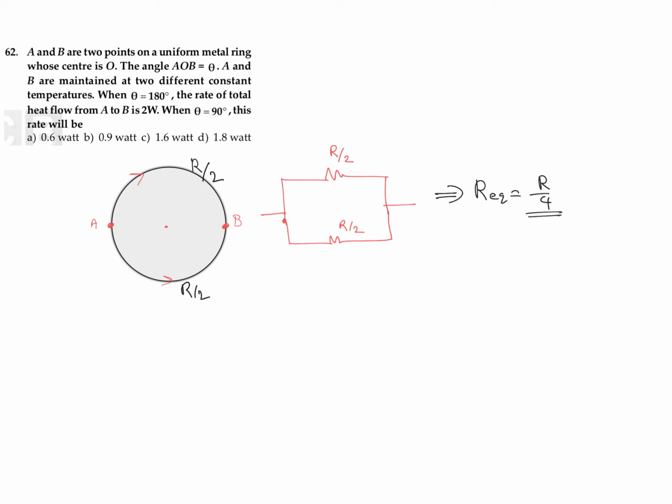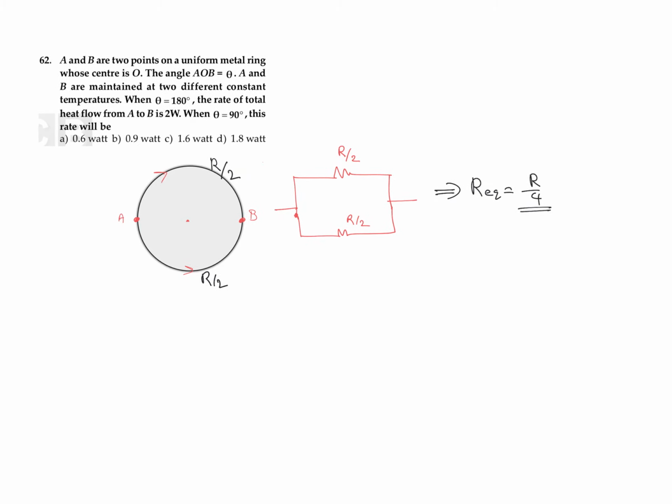Now in this question, it is given that the total rate of heat flow from A to B is for theta equal to 180 degrees, and we need it for theta equal to 90 degrees. So we can just draw the condition over here. If theta is equal to 90 degrees, then the situation will be something like this. Let's say this is our point A and this is our point B, so that this angle becomes equal to 90 degrees.